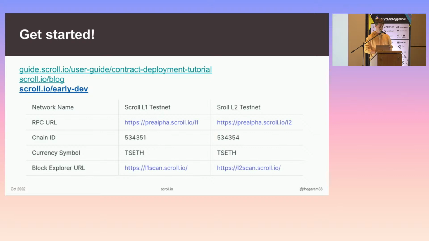First of all, you should go to scroll.io/earlydev, again, to get on the whitelist for our testnet. And then you should go to guide.scroll.io to find all these tutorials on how to deploy on Scroll, how to get funds, all that kind of stuff.